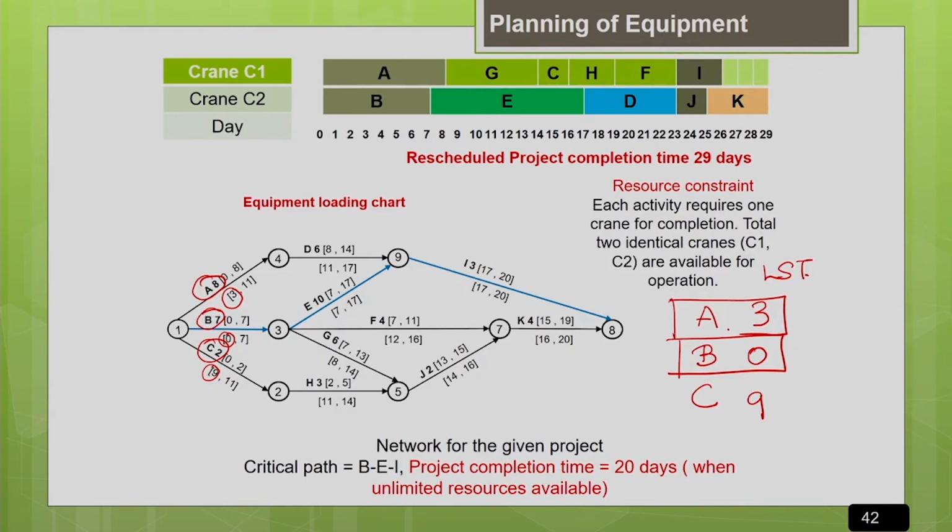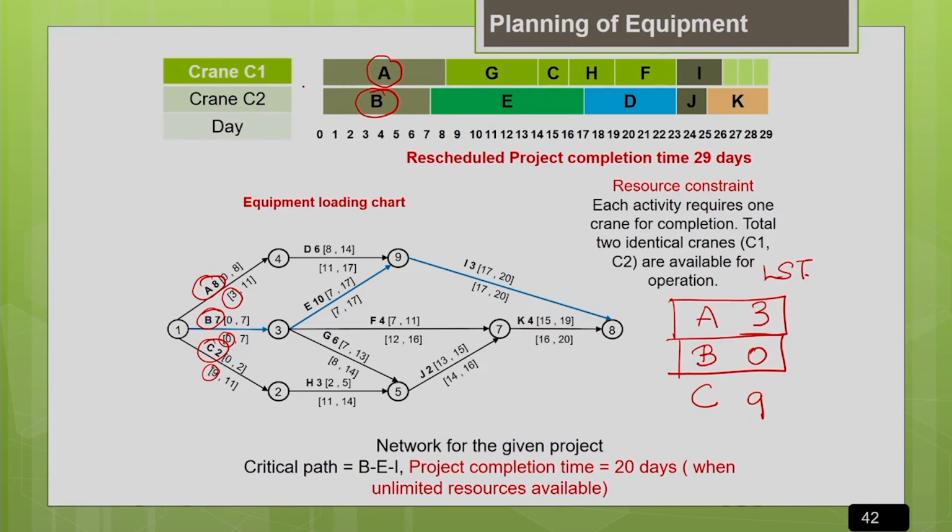So in the beginning you can see the crane C1 is allocated to A and the crane C2 is allocated to B. As of now I do not have a crane to allocate to C, so activity C is waiting for the allocation of a crane. Now let us see the next allocation. Activity B is getting completed in 7 days, its duration. So after 7 days, the crane C2 is available for allocation.